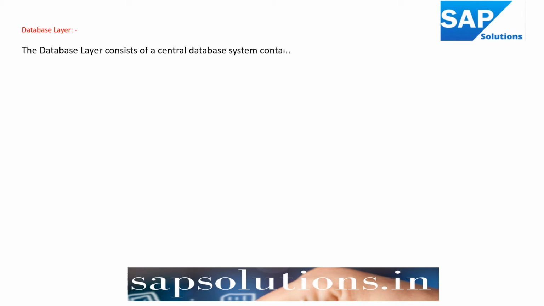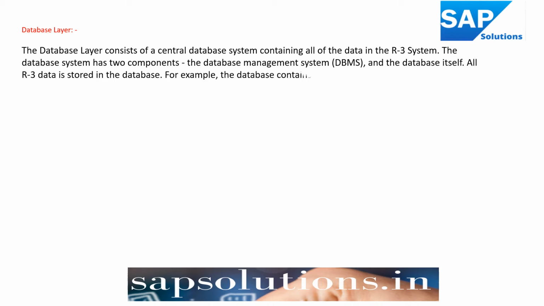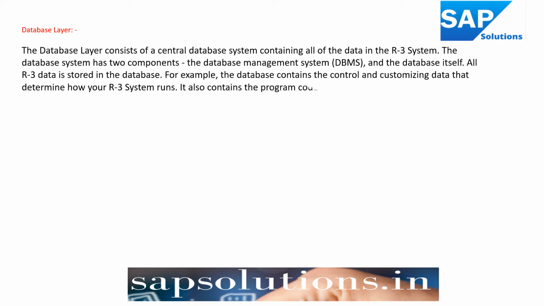Database layer. The database layer consists of a central database system containing all of the data in the R3 system. The database system has 2 components, the Database Management System, DBMS, and the database itself. All R3 data is stored in the database. For example, the database contains the control and customizing data that determine how your R3 system runs. It also contains the program code for your applications.